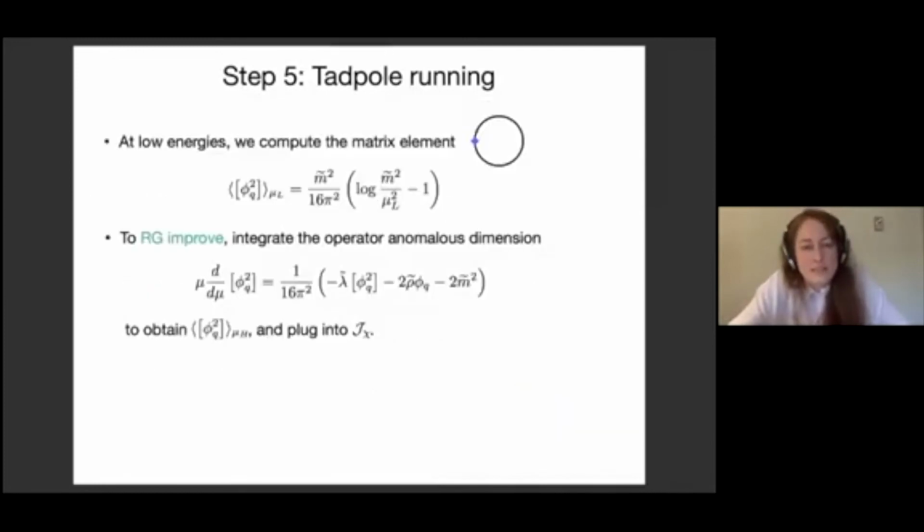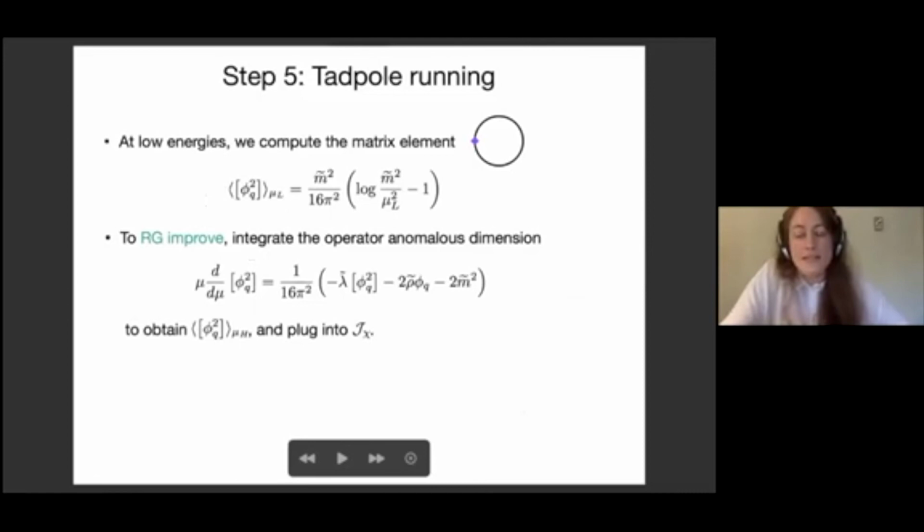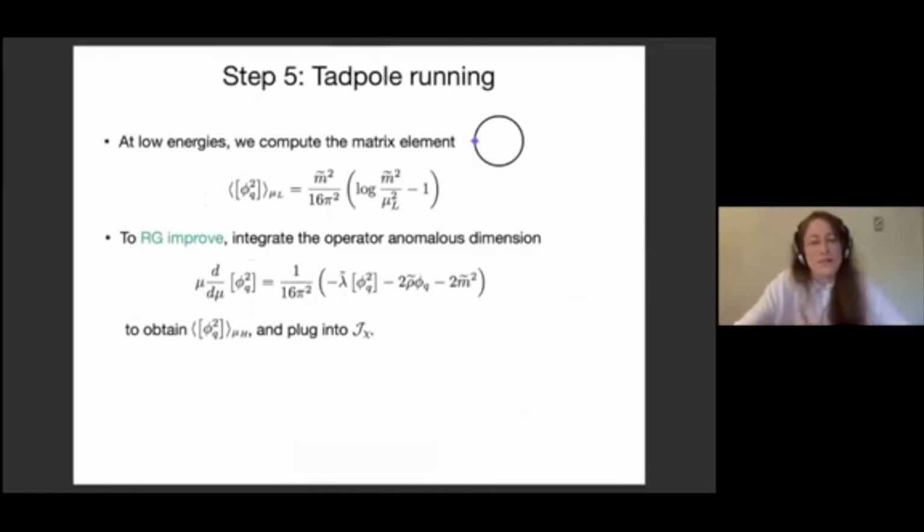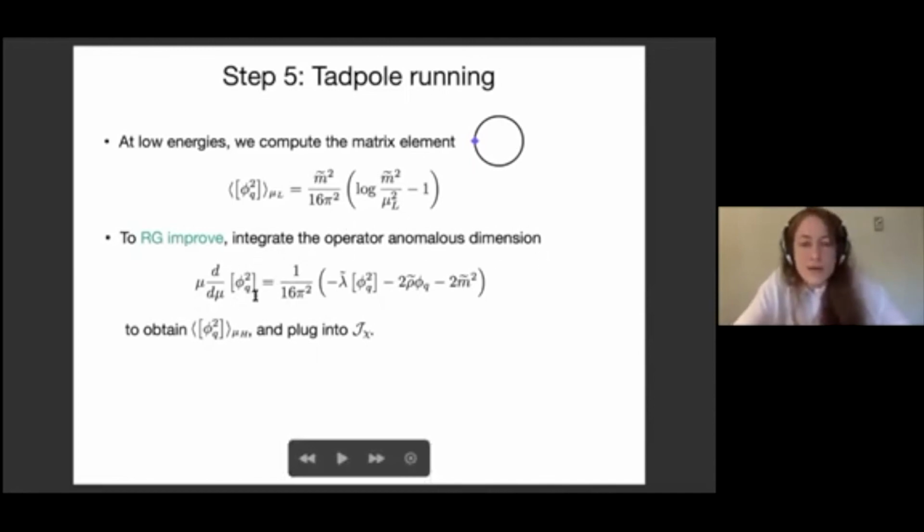So then I need to compute out this matrix element. And the point I want to make is that there's a large log. And so I need to compute this matrix element. And in particular, I need to RG improve this matrix element to sum this large log. And I do this by integrating the operator anomalous dimension of this phi quantum squared operator. So I can just compute its anomalous dimension, integrate.